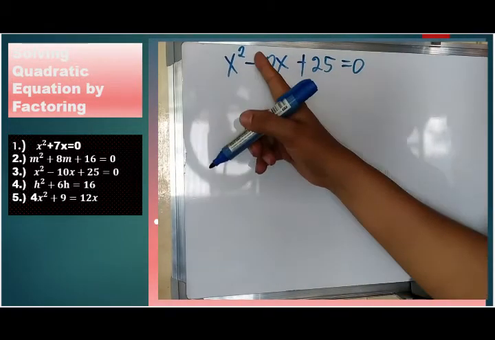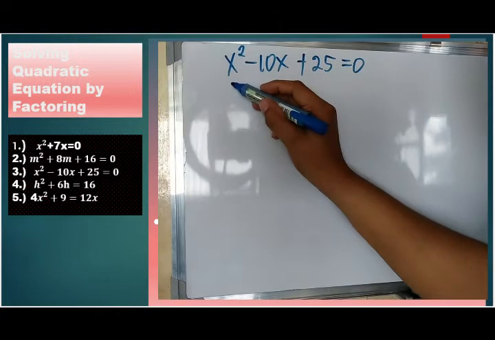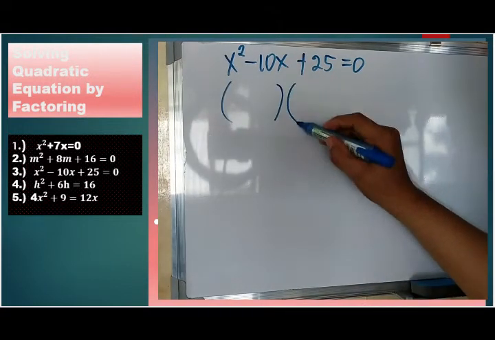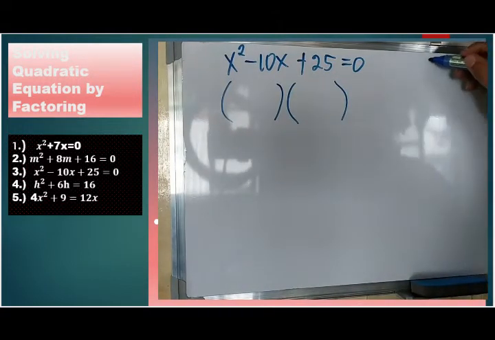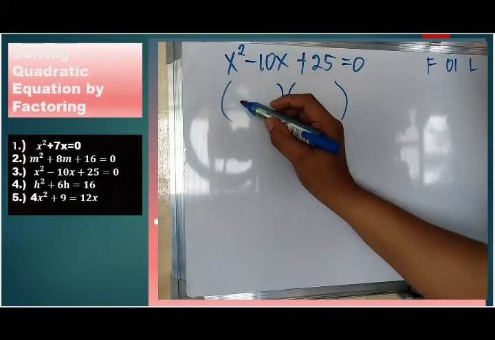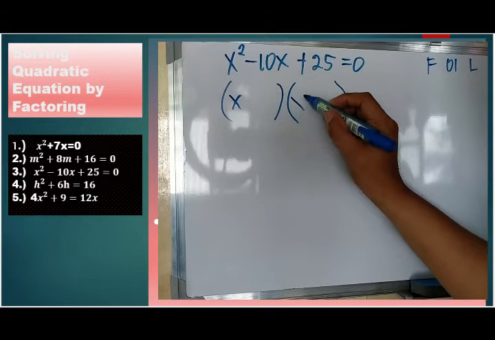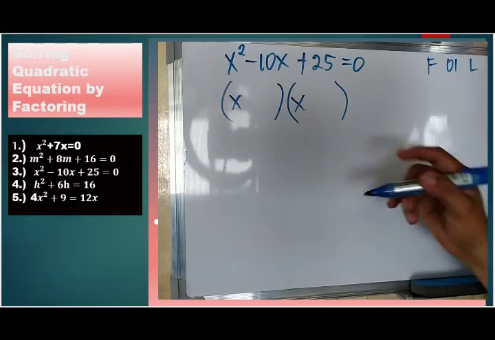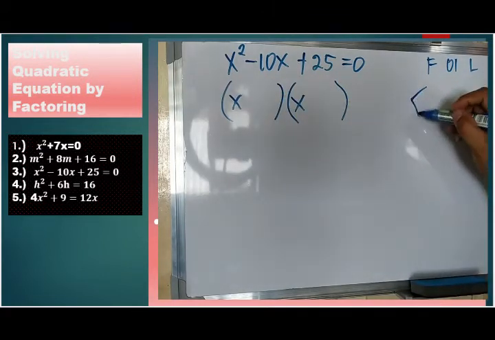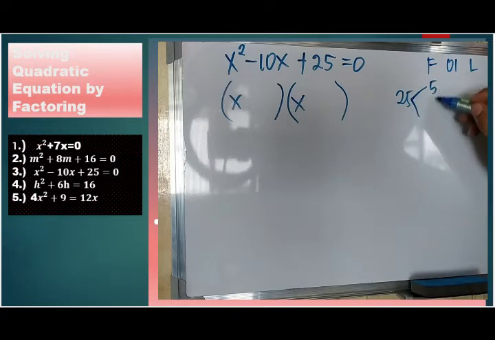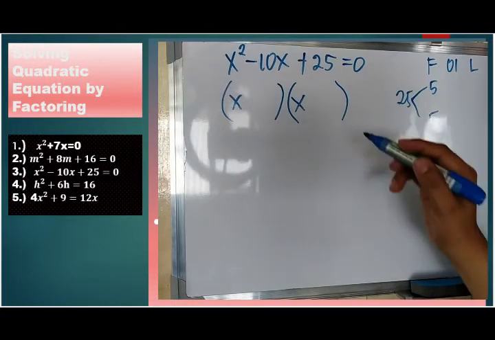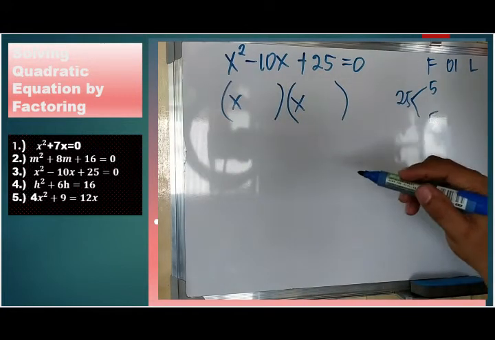So factor x squared minus 10x plus 25. So again, it is a trial and error method. So reverse of FOIL. Let's start with the first term, x times x. The last term is 25. So how do you get negative 10 from 25? You can have 5 times 5. When added, you get 10. When subtracted, it is 0. So meaning, you have a chance of getting the correct factor.